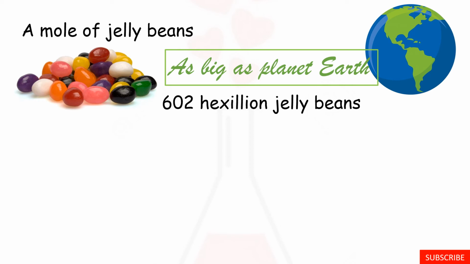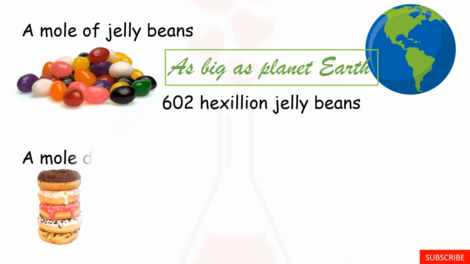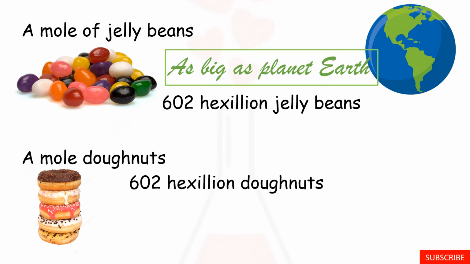That's how big Avogadro's number is, if the size of the particles, molecules, or atoms we are looking at are equal to the size of this jelly bean. Let's take a look at a different aspect, we have our donuts, a mole of donuts. We shall be having 602 hexillion donuts.